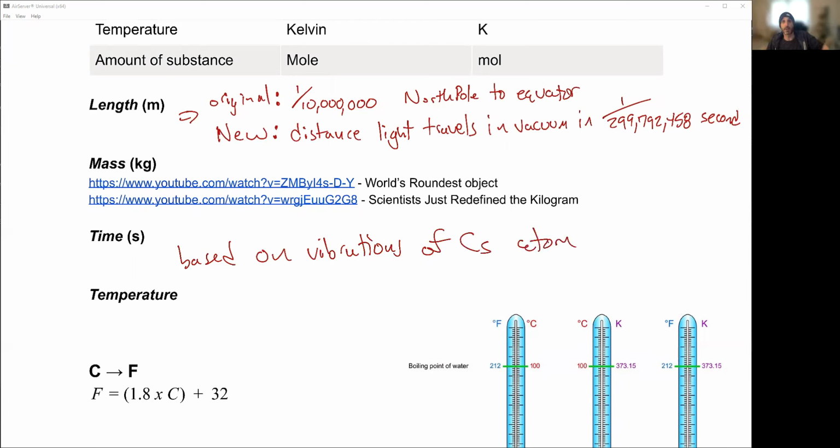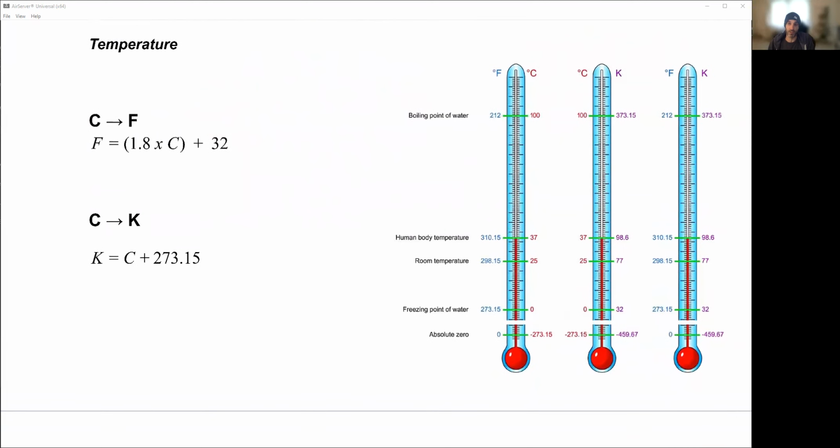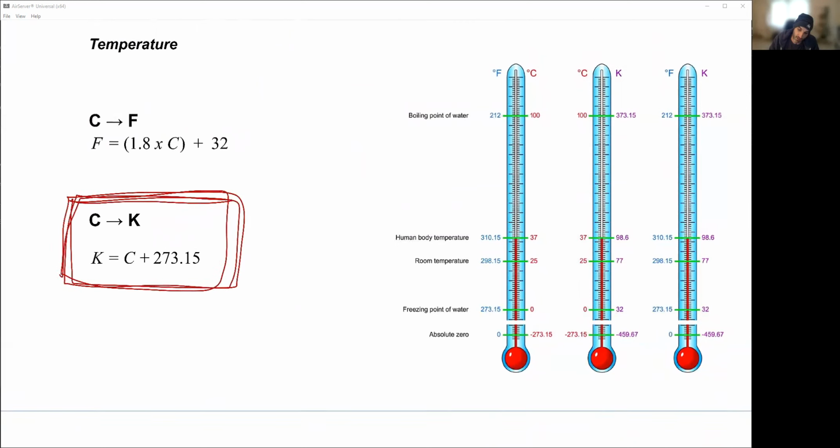But again, I could measure the vibrations of a cesium atom here, or I could measure them on Mars. They will be the exact same thing. Temperature. So temperature is based on 2 different things. The one that we're going to focus on the most is this unit, or this conversion. So you do need to know this conversion. Please know this conversion. Okay.